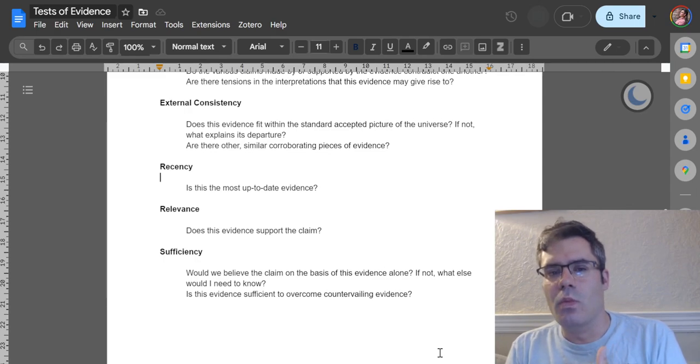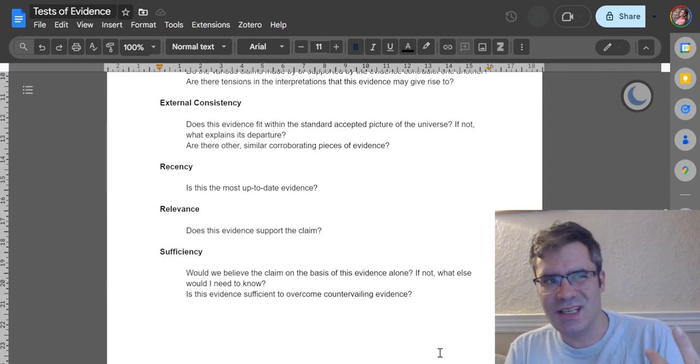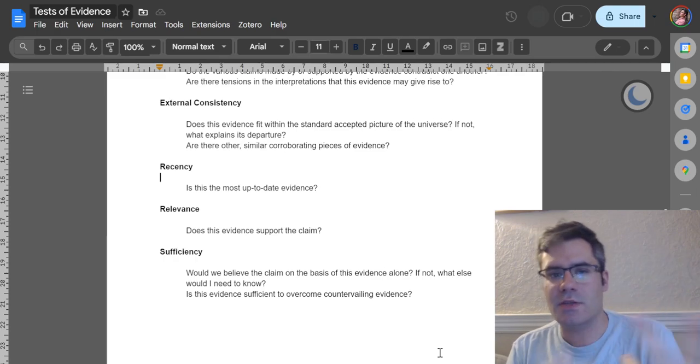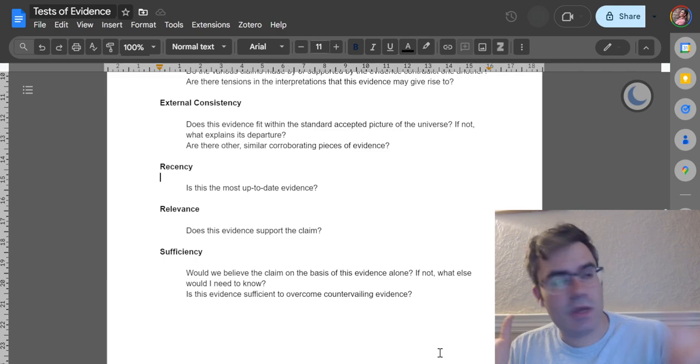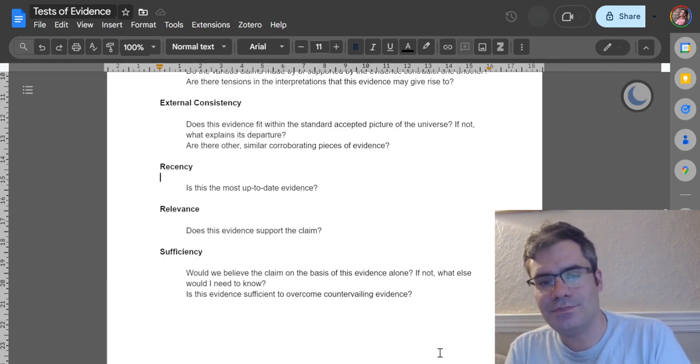But if it doesn't fit within that accepted picture, why not? What explains this departure? Can we give an account for what makes it so surprising, or why all of the other evidence seems to point in another direction? Are there other similar corroborating pieces of evidence that we can bring in here to show that this piece of evidence is consistent with what other things we know?